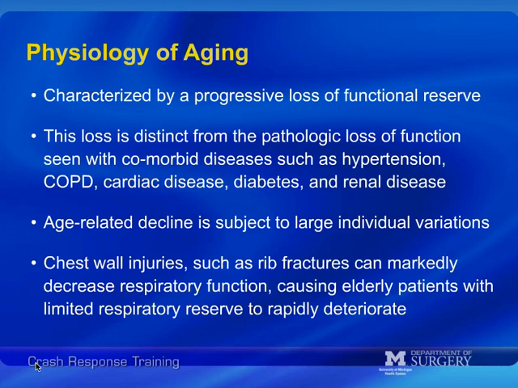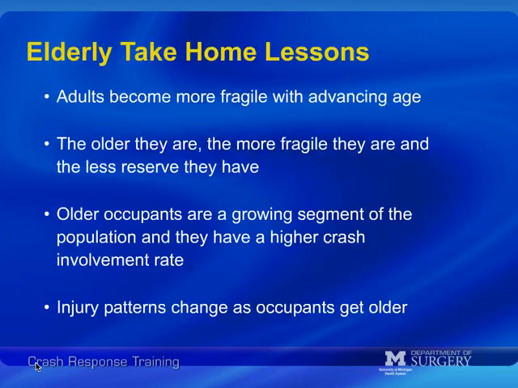Age-related decline is subject to large individual variations, and chest wall injuries such as rib fractures can markedly decrease respiratory function, causing elderly patients with limited respiratory reserve to rapidly deteriorate. Some elderly take-home lessons: adults become more fragile with advancing age. The older they are, the more fragile they are, and the less reserve they have.